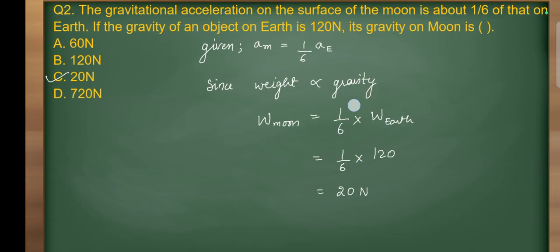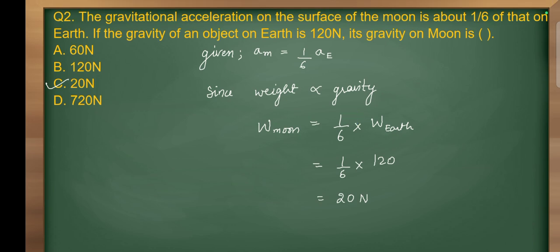Question number 2. The gravitational acceleration on the surface of Moon is about one-sixth of that on Earth. If the gravity of an object on Earth is 120 Newton, its gravity on Moon is. Here, given that acceleration on Moon is 1 by 6 of acceleration on Earth. So we know that weight is directly proportional to gravity. So weight on Moon will be one-sixth of weight on Earth. So that will be equal to 1 by 6 into 120, that is equal to 20 Newton. So option C is correct.